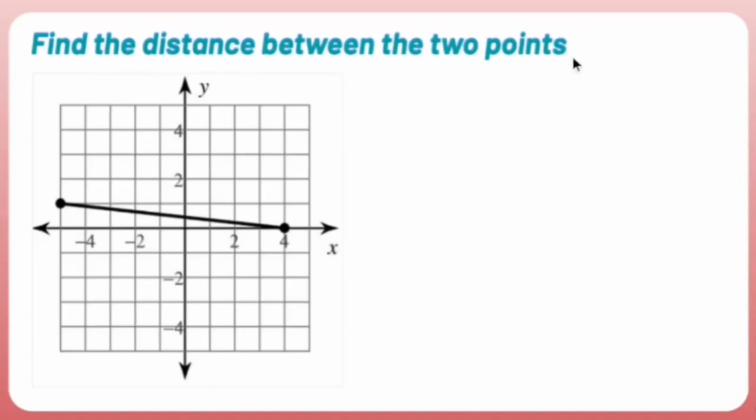Find the distance between these 2 points. All right, so I got that point right there. I've got that point right there. I really can't get out a ruler and measure out how long that is. It's neither horizontal, it's neither vertical.